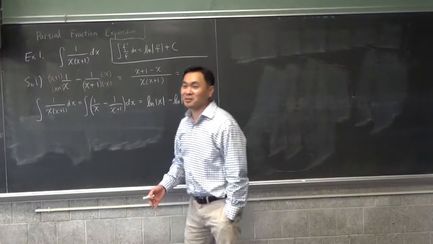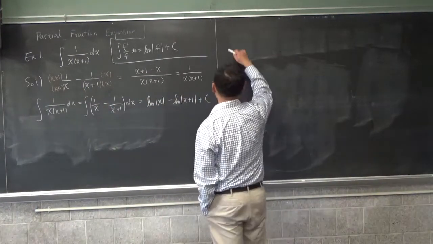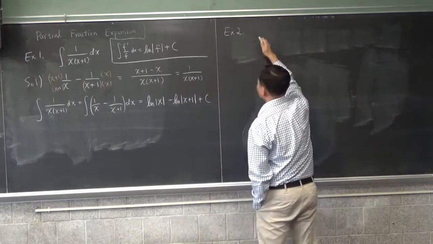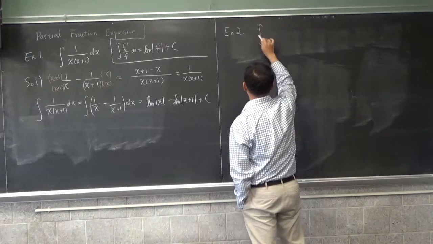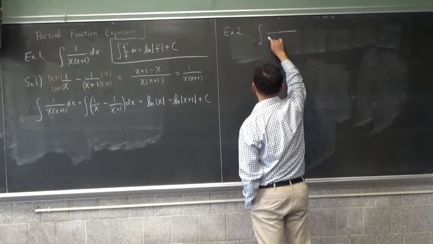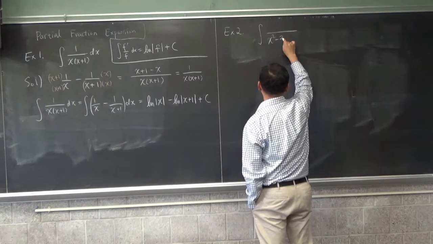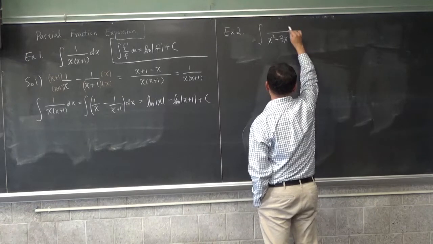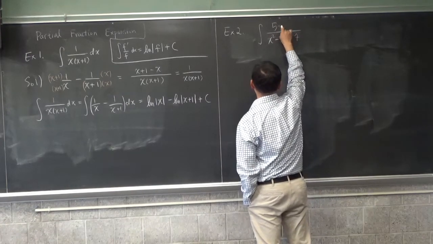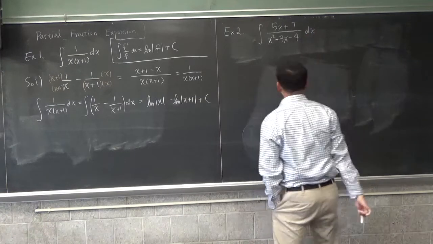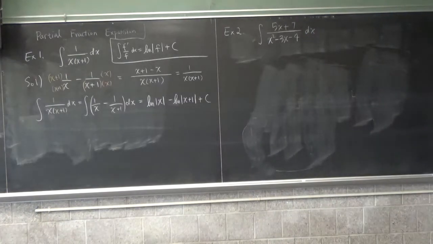Okay. All right. But then you would immediately question how one could be able to think of such a thing. Like, for example, let's say you have the second question, and the question looks like integral of the denominator. You have x squared minus 3x minus 4, and let's say you have 5x plus 7 dx. Something like this.